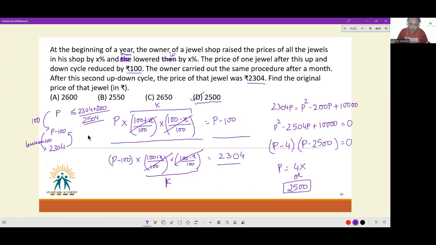So if you know this percentage based manipulation idea, you can solve this without using the pen. Otherwise, of course, we also have the opportunity of solving it by equations. But if you can solve it without pen, even better.